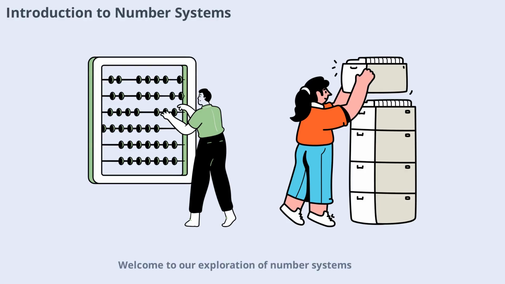Welcome to our exploration of number systems, the foundation of data representation in computing. Every piece of information processed by a computer, from text to images, is ultimately represented as numbers, but not all number systems are the same. In this video, we'll break down what number systems are, why they matter, and how they form the backbone of digital technology. By the end, you'll understand how computers interpret and manipulate data using different number systems. Let's begin our journey into the world of numbers and see how they power everything digital around us.